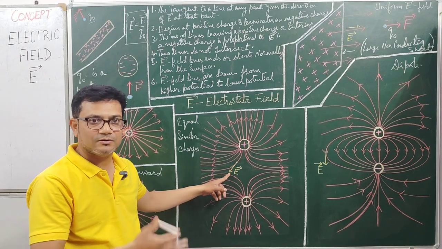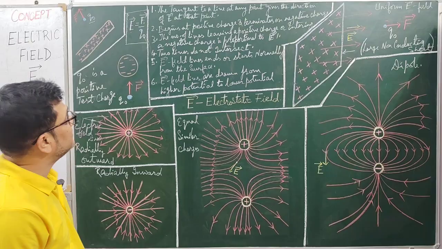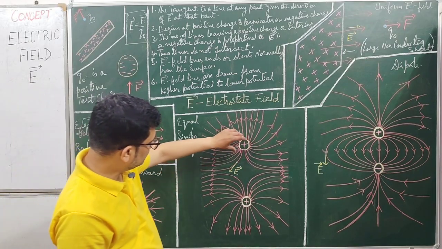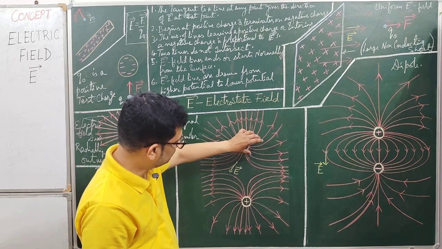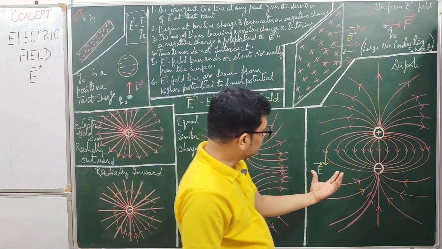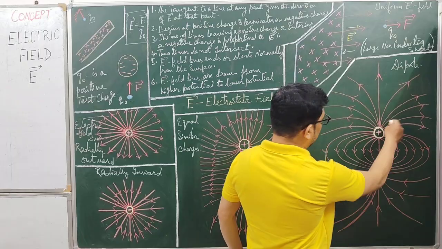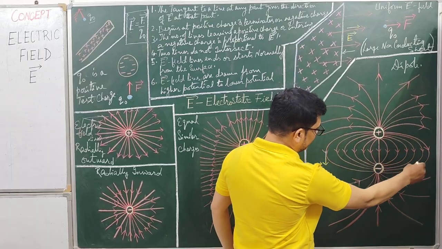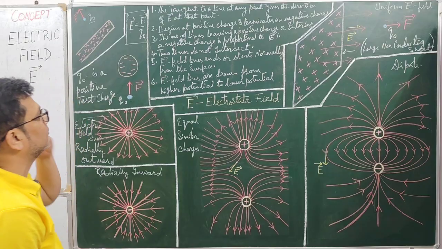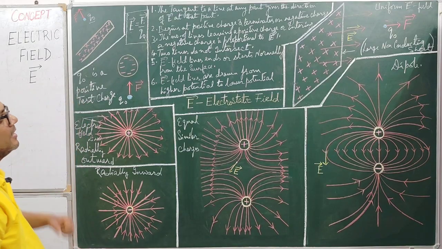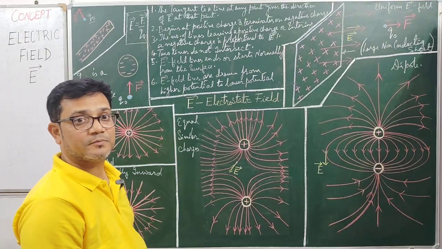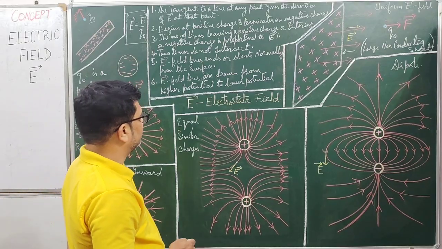Why the curve is there, we are going to understand. Suppose one charge is positive and one is negative. From the positive it emanates, it comes out, and it starts from the positive and terminates on the negative. So it begins in the positive charge and terminates on the negative charge. We can have this as the second property of electrostatic field.